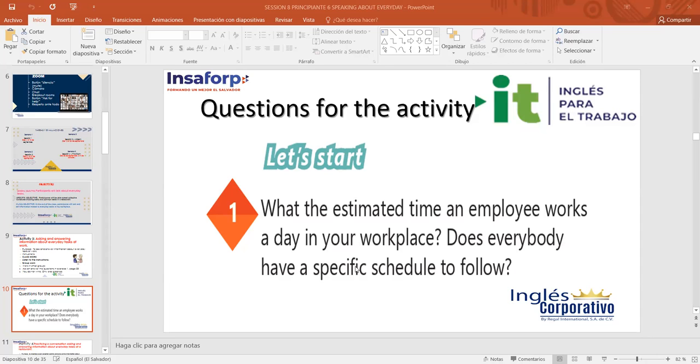7 hours, 8 hours, 4 hours, 9 hours, 12 hours, 10 hours. I don't know, because it depends on the individual contract, and also on the company. And does everybody have a specific schedule to follow? Yes, everybody. The company is closed at 7 p.m., or 6 p.m. Or no, we rotate the shifts, okay? Or I have my special schedule, and other co-workers have different schedules. It depends on the activity that you do.